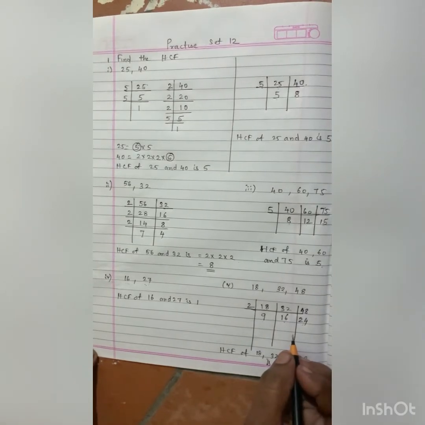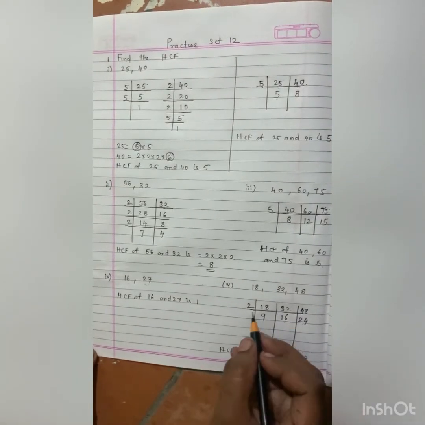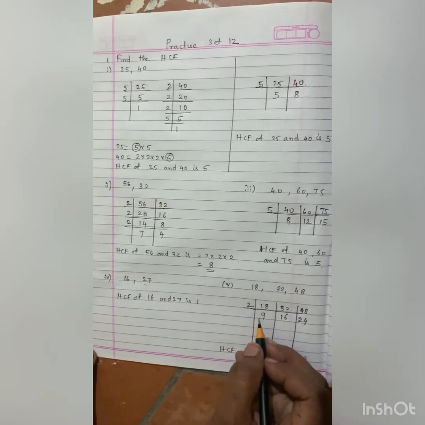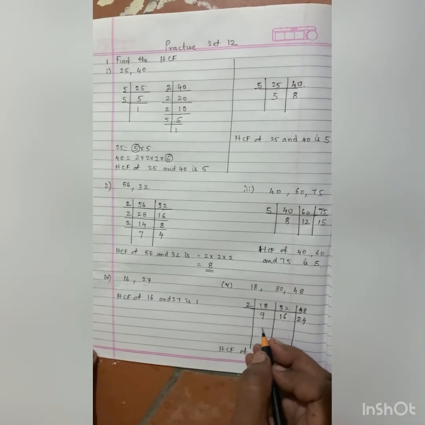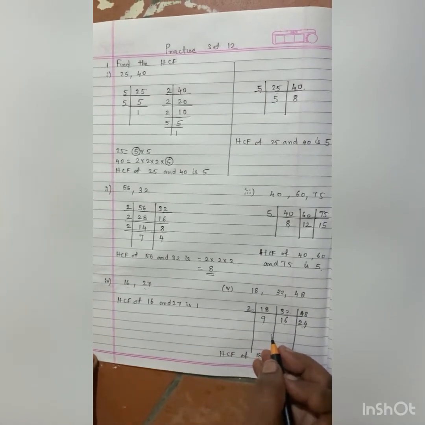You have to just remember that all three numbers should have one common divisor. If there is no common divisor, you need not solve again. You can stop the sum here.